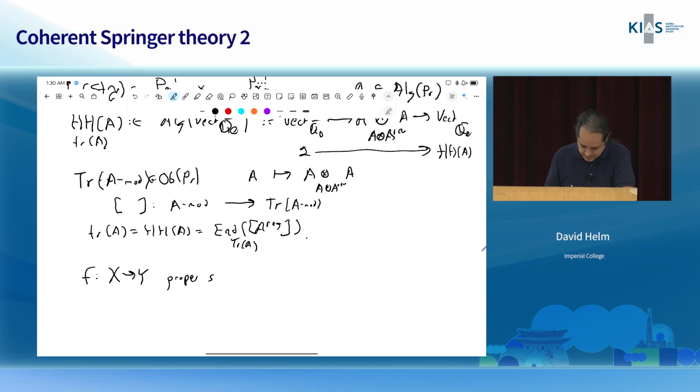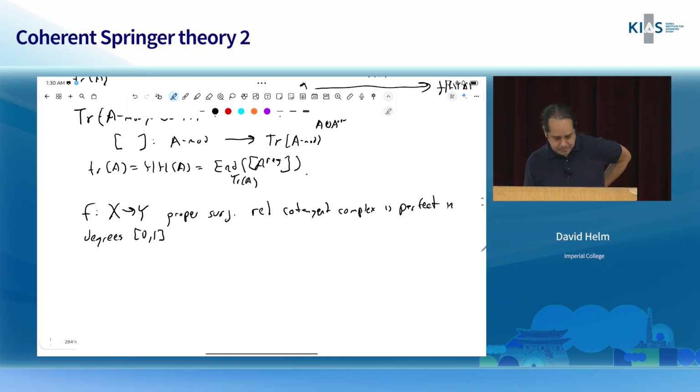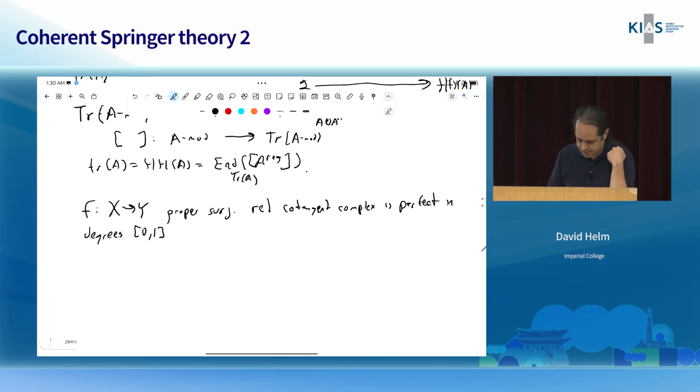And so let's take f from X to Y proper. That's harmless for us. Surjective. And then we want this extra kind of vaguely like a smoothness condition, which just says that the relevant cotangent complex is perfect and concentrated in degrees 0 and 1. I think these are homological degrees, incidentally. Normally, for most of this, I'll be using cohomological grading, but I think this statement is homological in nature.